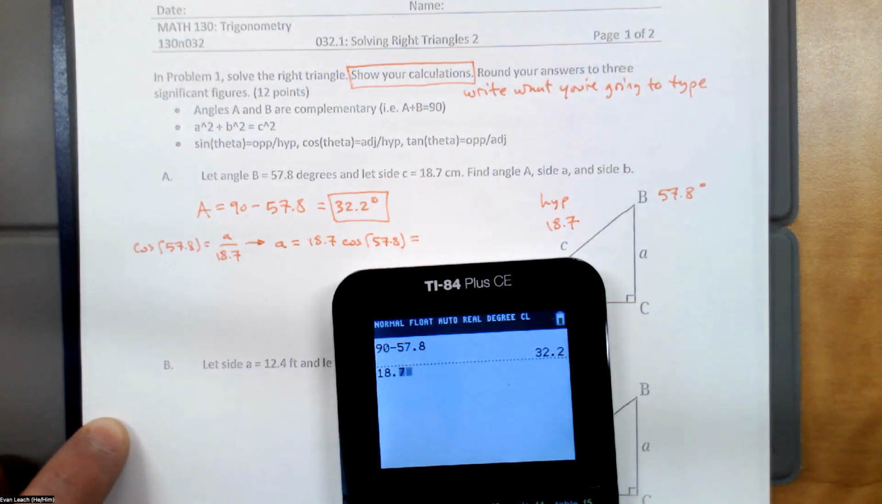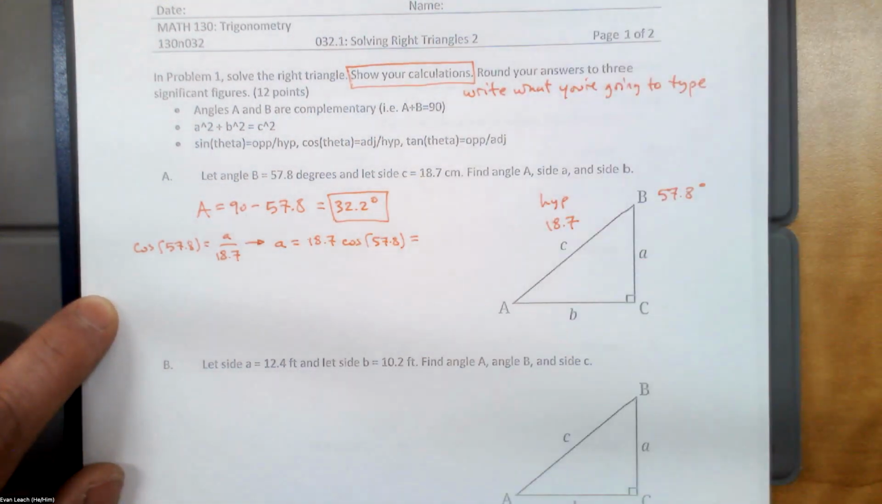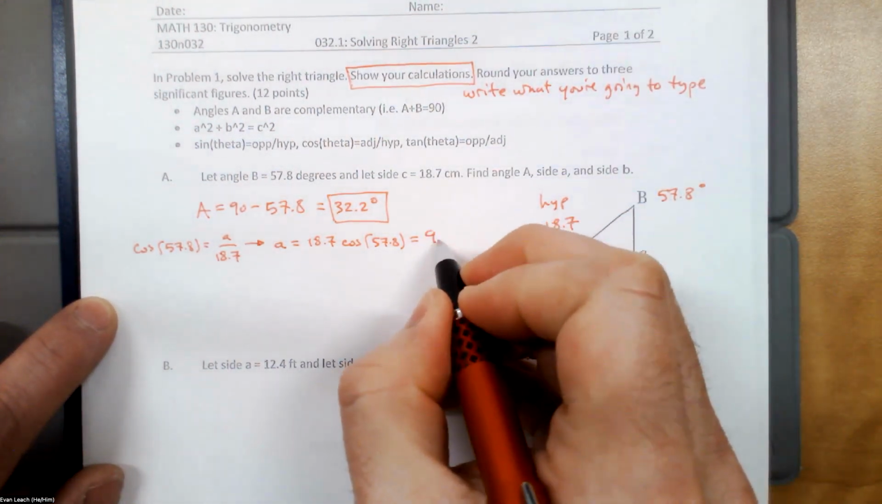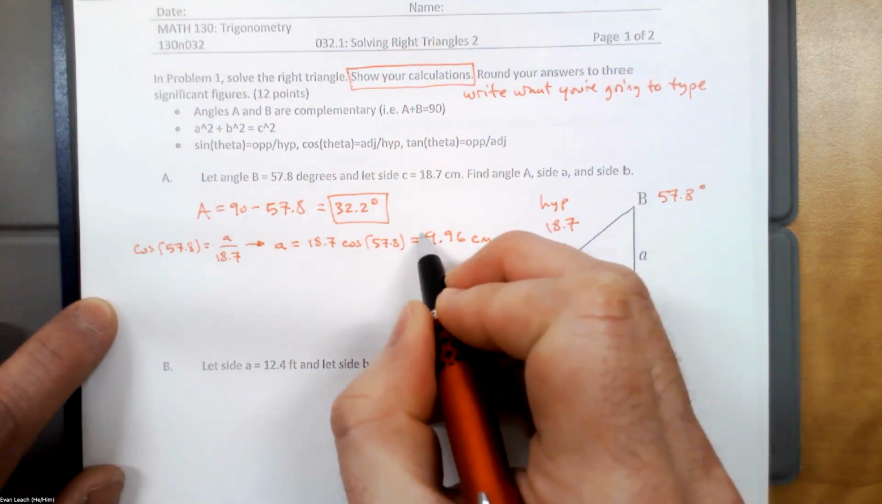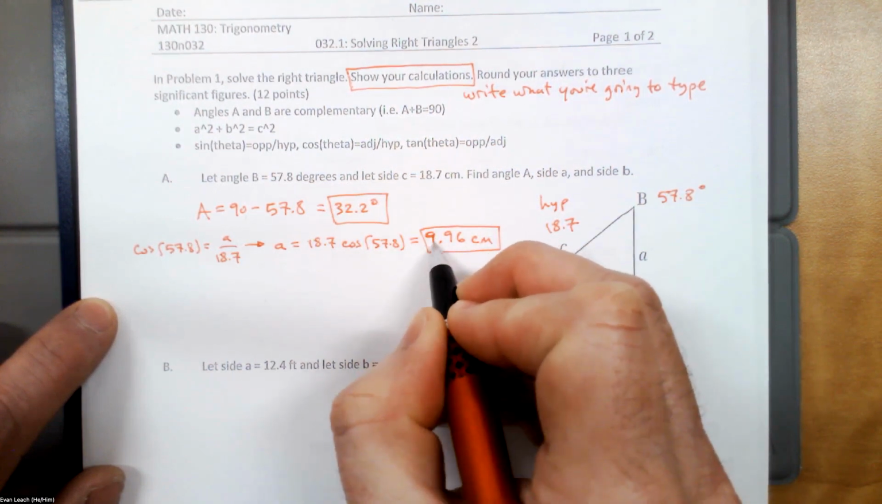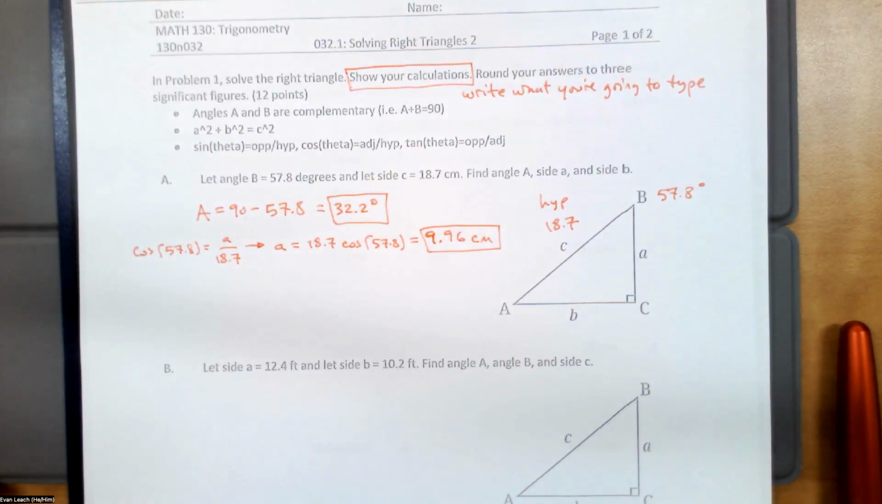So I'll put 18.7 cosine of 57.8, close parentheses, because I'm trying to build good habits, and hit equals. Now I need three significant figures. So I write 9, 9, 6 will be the last one. And after the 6 is a 4, which says stay. So I'll write 9.96 centimeters. If you don't write centimeters after it, I take off 1,000,000 points and you go all the way back to elementary algebra. Kind of a bummer because we don't offer elementary algebra anymore.